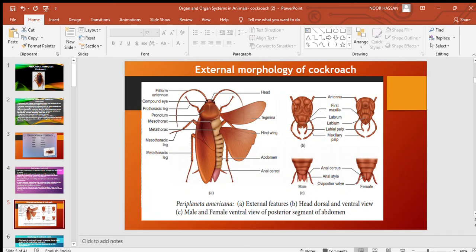So this is the picture to show the external morphology of the cockroach. This is the head, and the head is made of 6 segments, and it has a pair of compound eyes. The head has a pair of antennae which are called filiform antennae, that is, thread-like or filamentous antennae. These eyes are also called reniform compound eyes because the eyes are in the shape of a kidney, kidney shaped.